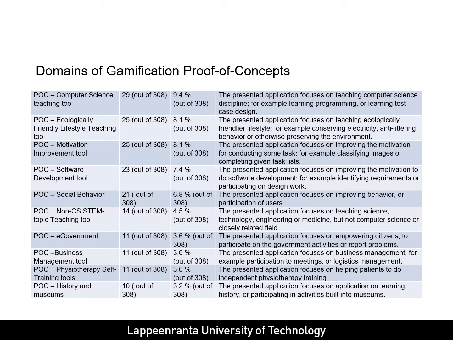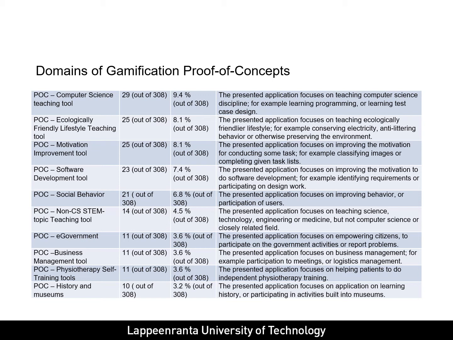So there's a couple of ideas on what the different proof of concept areas or domains for gamification are. Of course, computer science teaching, sustainability, or in more general terms, ecologically friendly lifestyle teaching tools, motivation improvement tools, software development tools to aid the developers to identify requirements or participate in design work and so on. Ways of improving or adding users to the design process, so enhancing social behavior, for example.